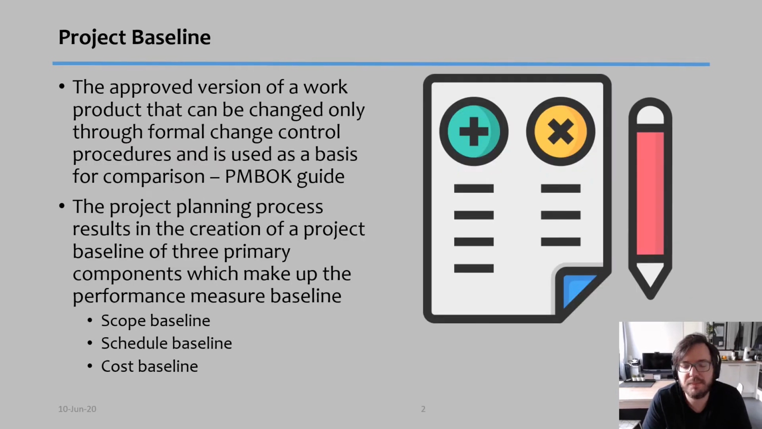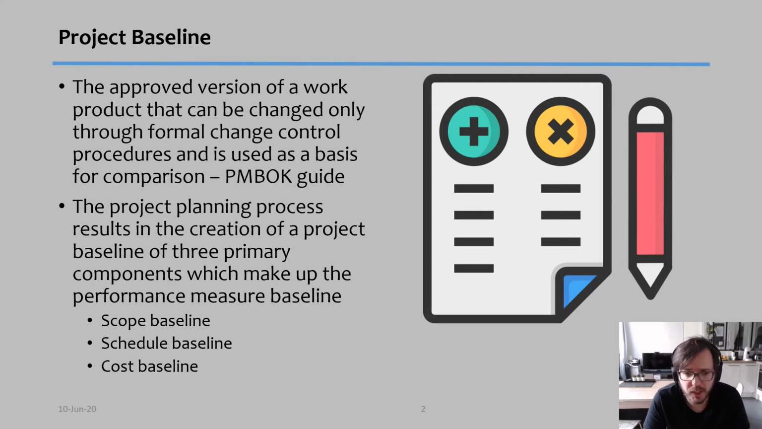So what is the baseline plan? We've been speaking about planning a lot, but this is the document that I would say is the most important document of this section because it's your actual plan. The baseline plan is the plan you actually create. So this is the approved version of a work product that can be changed only through formal change control processes and is used as a basis of comparison for the work you've done. In other words, this is the plan that you create that later on they're going to compare what you actually do to what you said you would do.